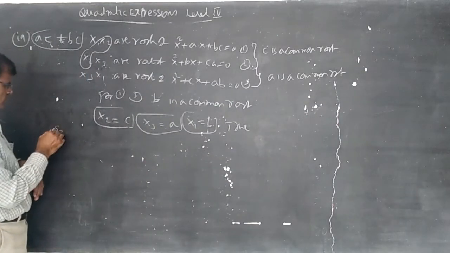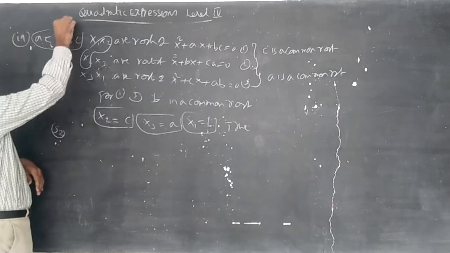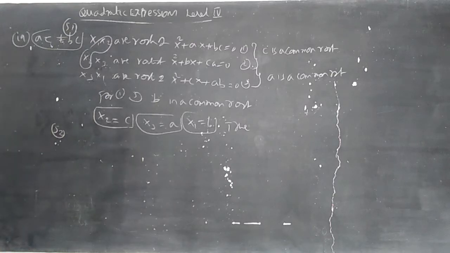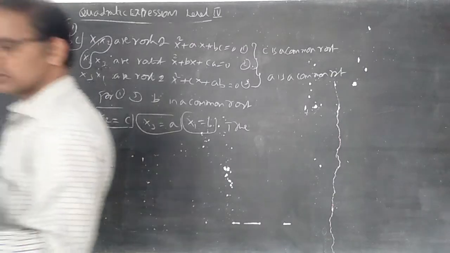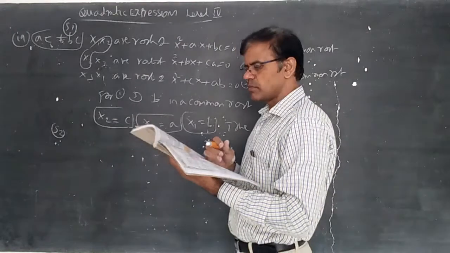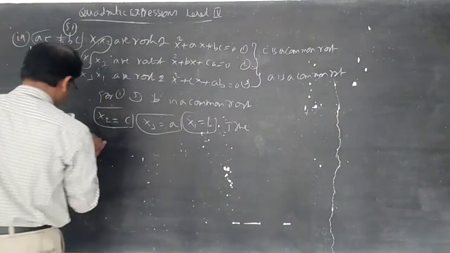Now let us discuss statement 2. This is statement 1. Statement 2 is: if a, b belongs to R, a comma b.